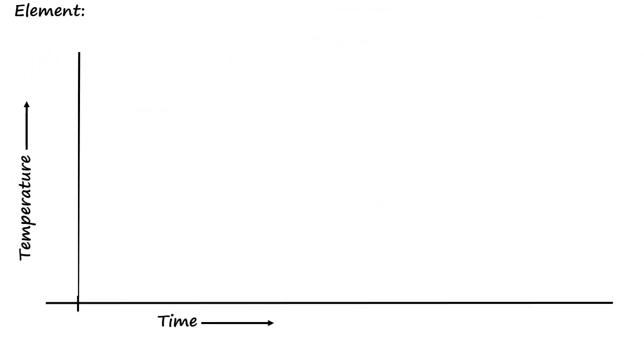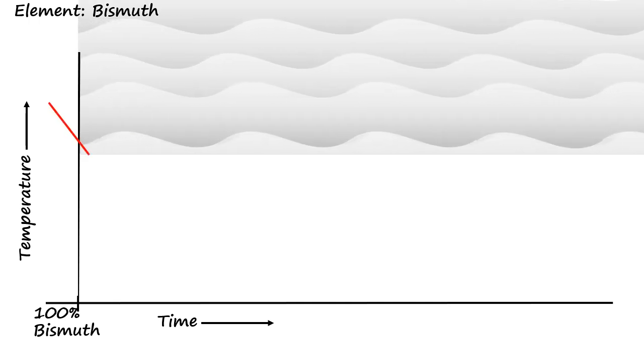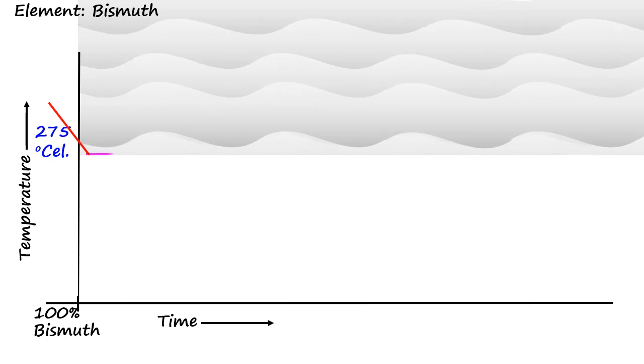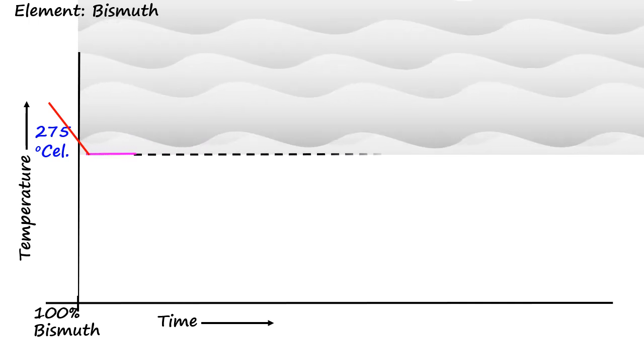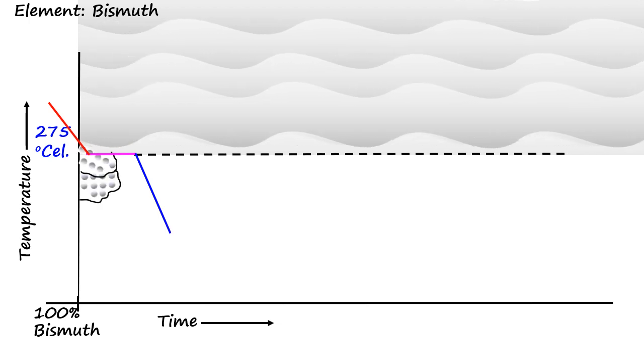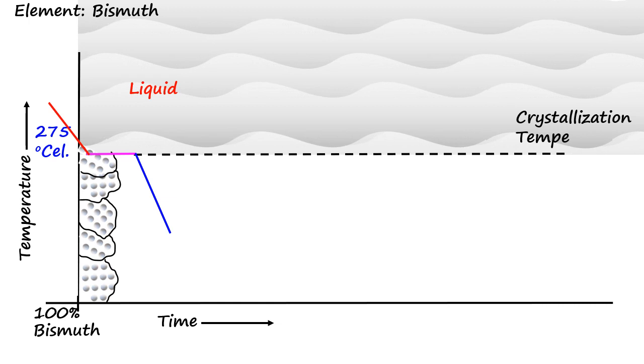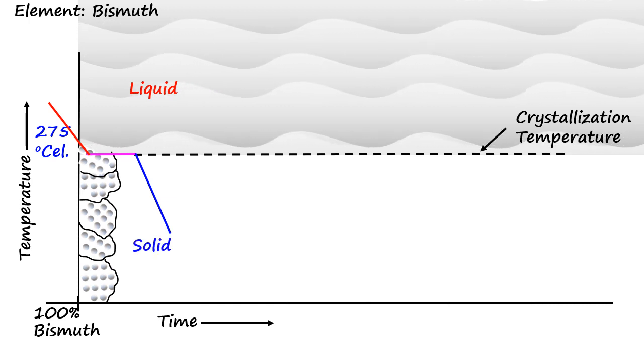When bismuth is heated to liquid phase, then on cooling, temperature of metal drops up to 275 degrees Celsius. Temperature remains constant till entire metal is solidified. Again temperature drops and metal cools. Here we have liquid phase above crystallization temperature and solid phase below it.